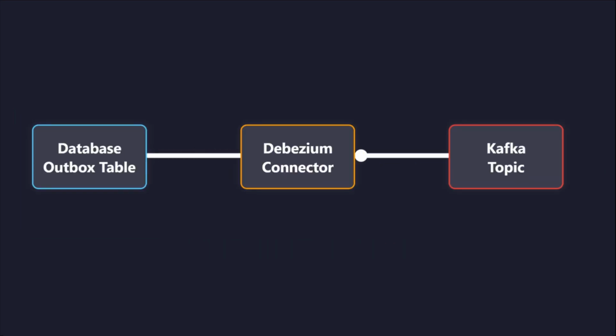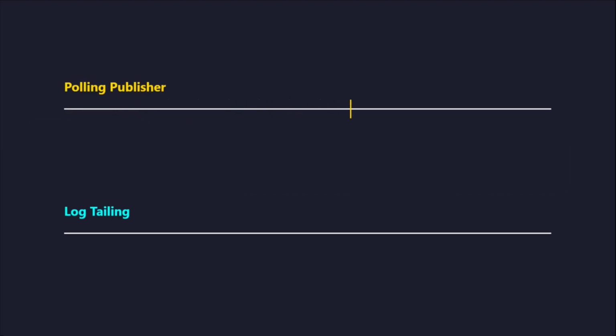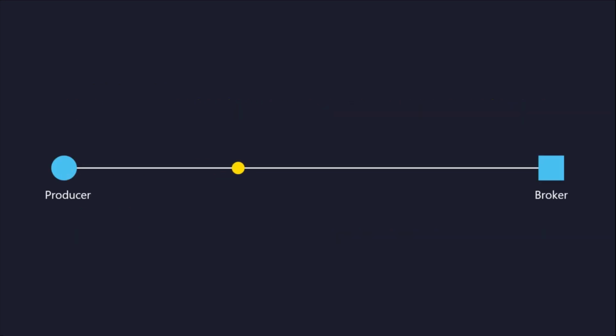Debezium is a popular open-source tool that automates the entire change data capture process by monitoring the Outbox table and automatically pushing every new row into a Kafka topic for consumption. Using log tailing reduces the latency between a database commit and message delivery to milliseconds, while removing the need for frequent index scans that characterize the polling publisher method.